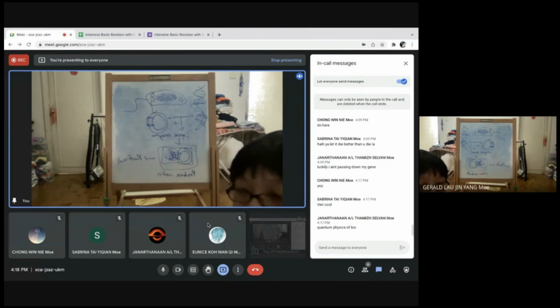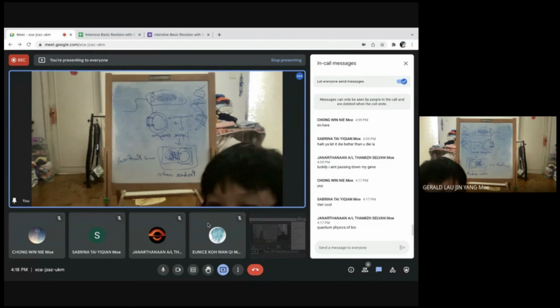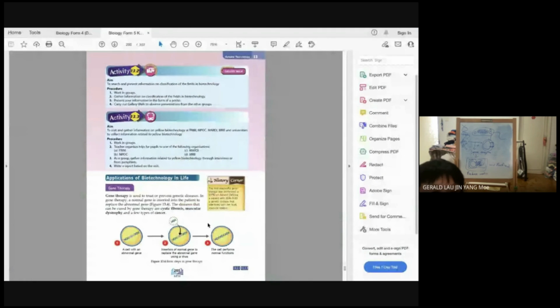Yeah, basically it's quantum physics of bio. Yes, in a way you can put it like that. It's basically like a quantum physics of bio. Yeah, very fun.